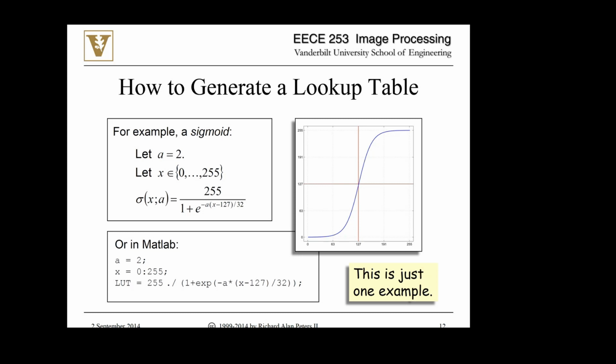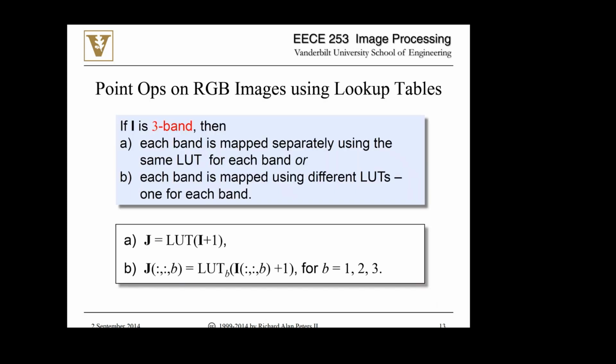So this is a lookup table that can be described by an analytical formula. And then you simply have to apply it. You give me an image, I look in the lookup table for the corresponding value, and put it in the output. You do that for every band.